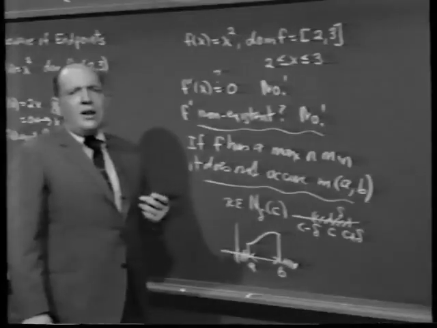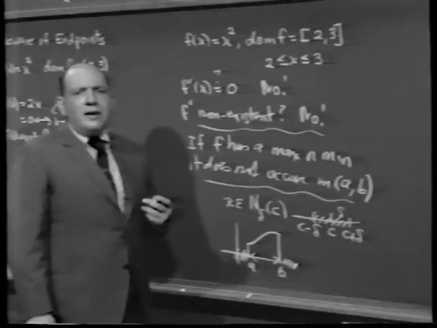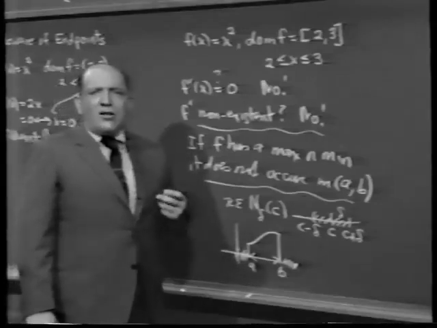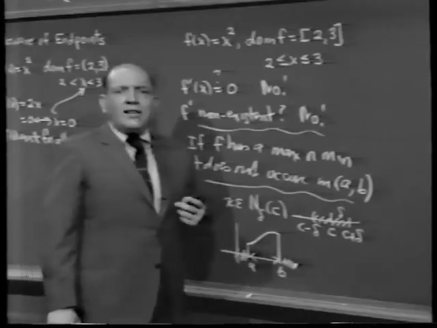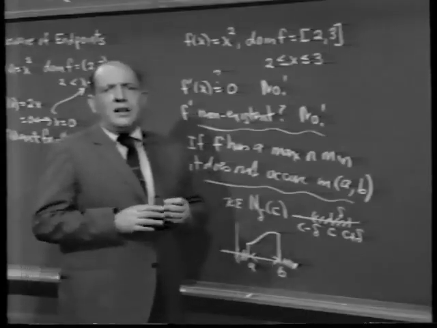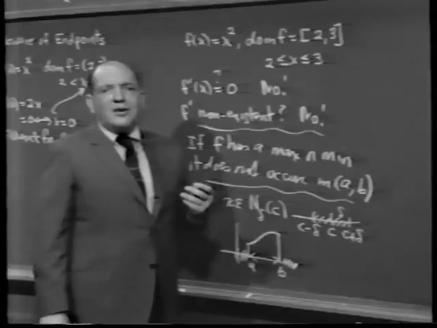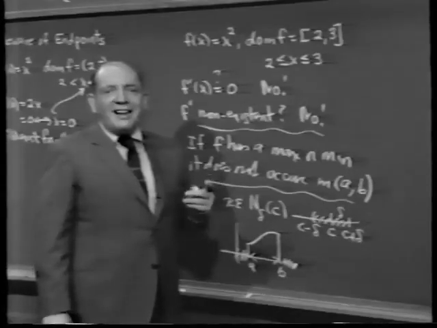So if a function happens to be continuous on a closed interval, and it doesn't have any high or low points in the interior of the interval, then it must have its high and low points at the endpoints.